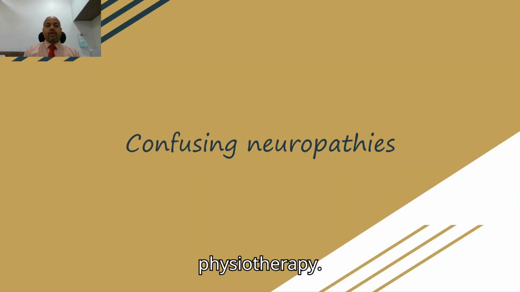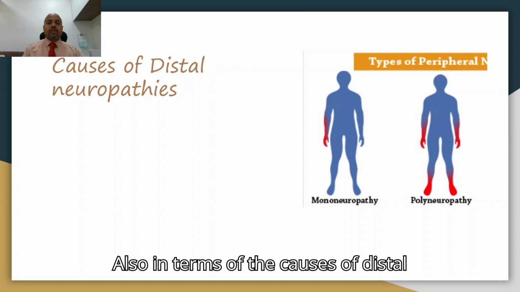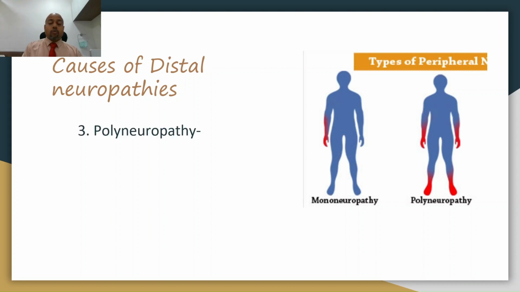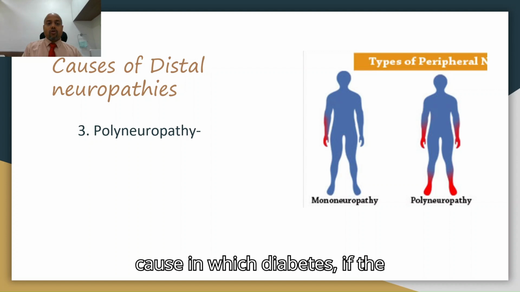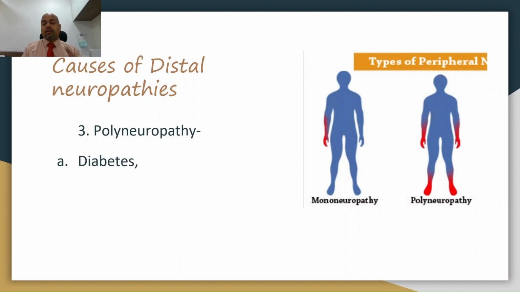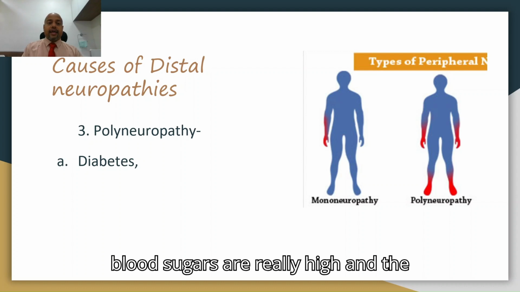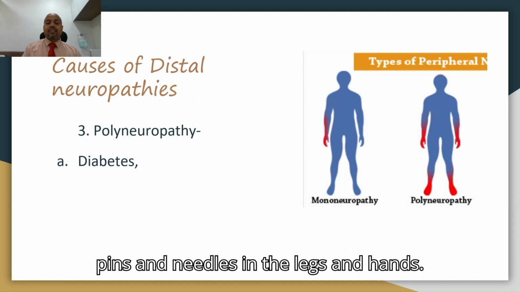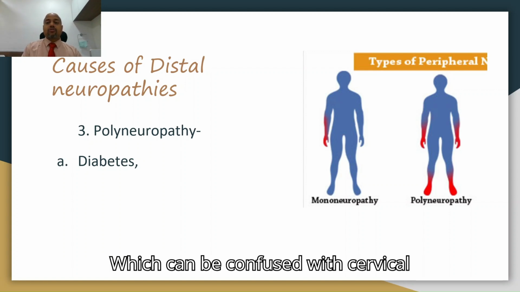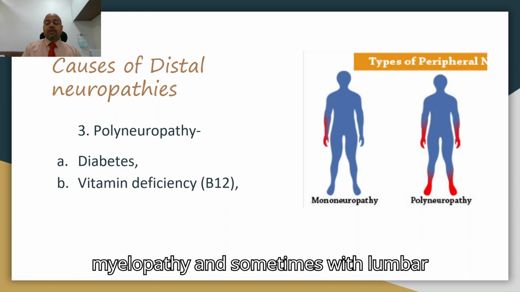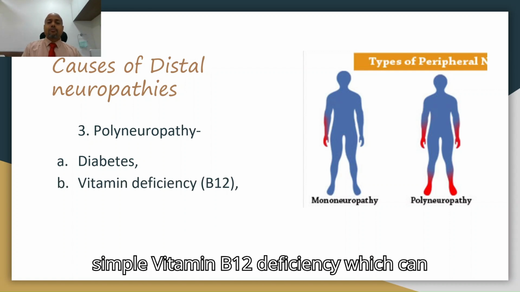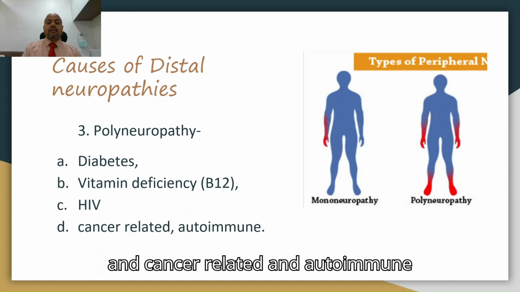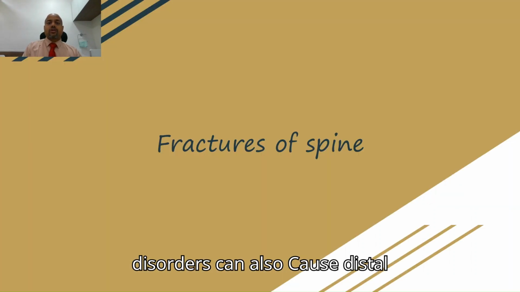She still has to come out of her weakness, which will happen slowly and steadily with physiotherapy. Also, in terms of the causes of distal neuropathies, which are kind of confusing neuropathies, you can see that polyneuropathy is one of the causes, in which diabetes, if the blood sugars are really high and the patient has had diabetes for a long period of time, they can have numbness, pins and needles in the legs and hands, which can be confused with cervical myelopathy and sometimes with lumbar canal stenosis. You might have simple B12 deficiency, which can also cause distal neuropathies. HIV, cancer related and autoimmune disorders can also cause distal neuropathies.